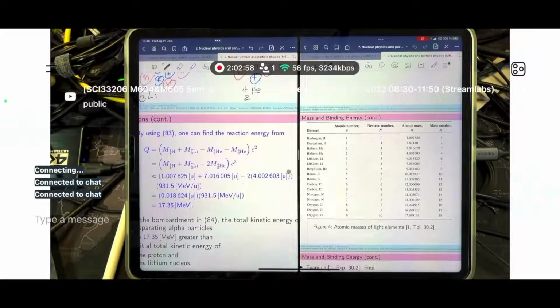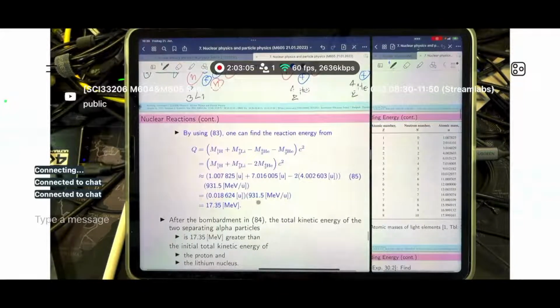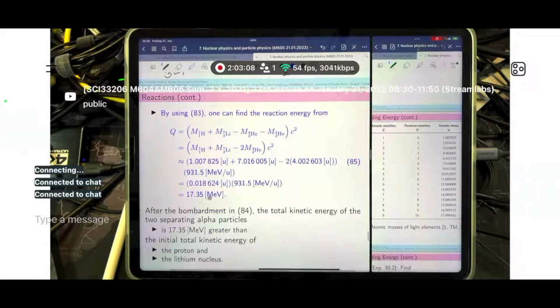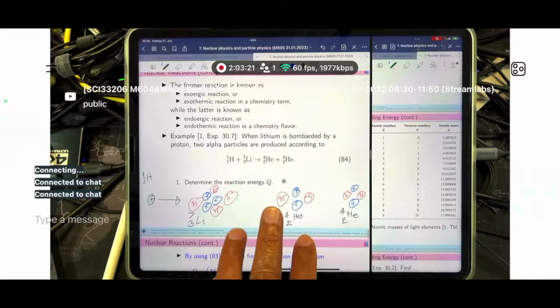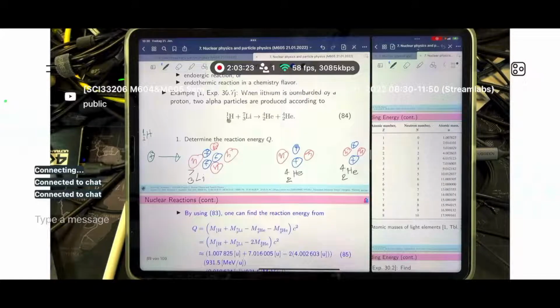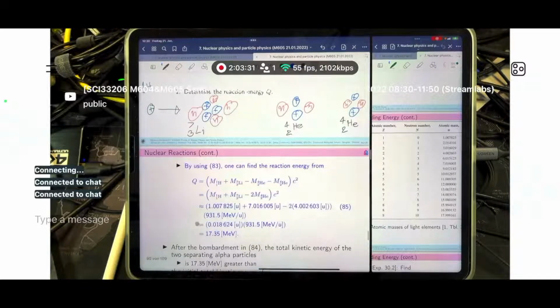The mass difference is not a big deal. It's only 0.018624. After that, you make the multiplication and you get 17.35. You can see that it's in the scale of 10, almost 20 mega electron volt, which is quite high. Of course, once the helium hits the lithium, they are going to have more kinetic energy by 17.35.